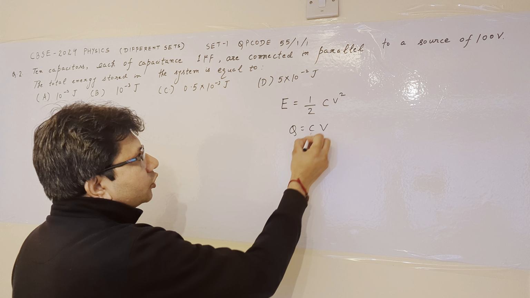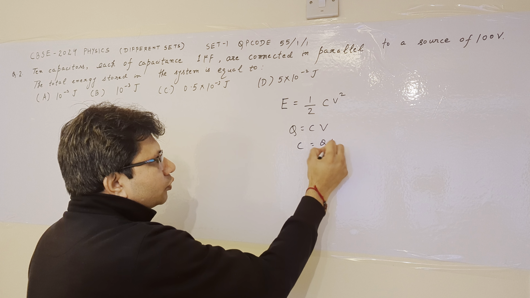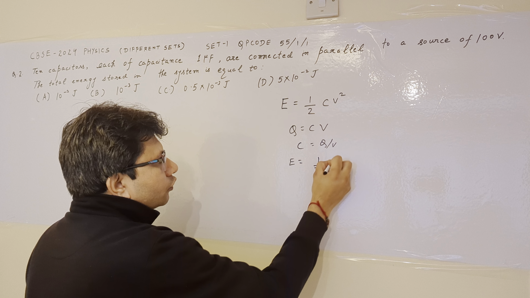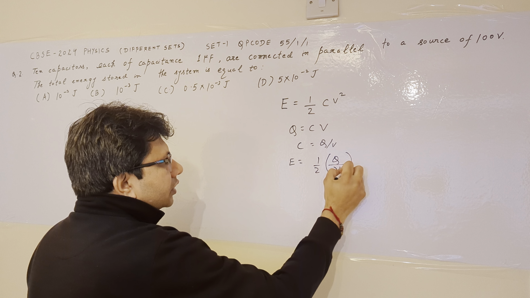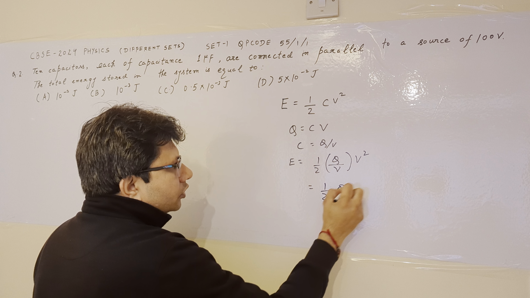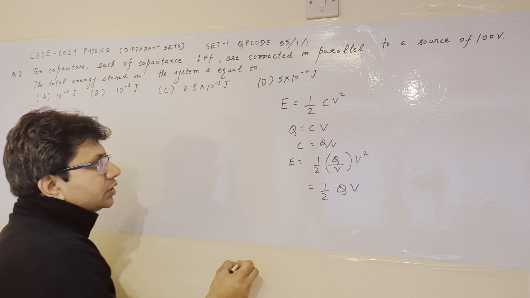For example, if we want to replace C by Q and V, then C equals Q upon V. It means that E equals half of Q upon V into V square, which is equal to half QV. This is the second formula for the energy.